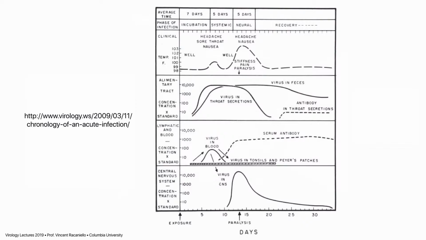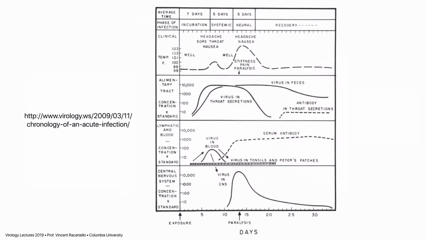So at the same time, if you look at virus and throat secretions, you can see it's peaking around the same time. And so is virus in the feces. Look at virus in the feces, it goes for a long time, up to a month here, and can be longer. Virus in the blood peaks there, and your antibody then comes up later.